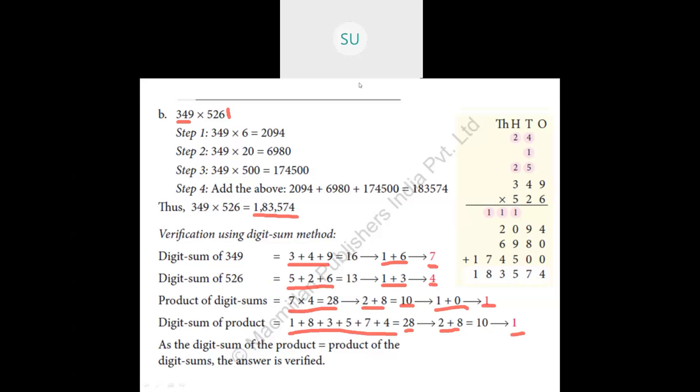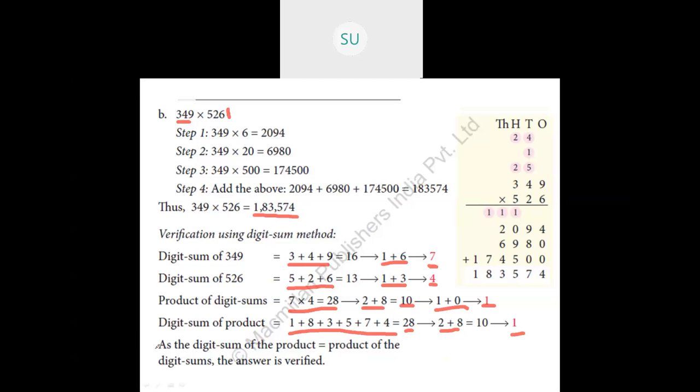Okay, so first you'll find the digit sum of both the factors, then you multiply those digit sums, and you find the digit sum of that product. Then, so you find the product of the digit sums, and then you find the digit sum of the product. So the product, your main answer, you'll find the digit sum of it.